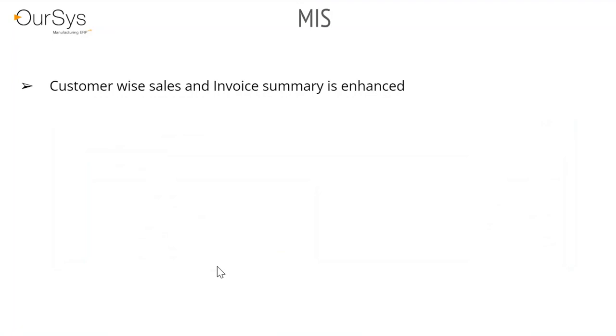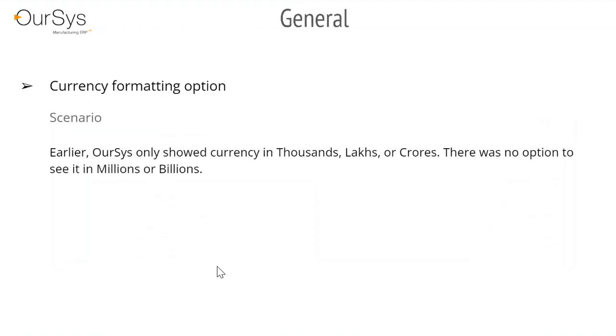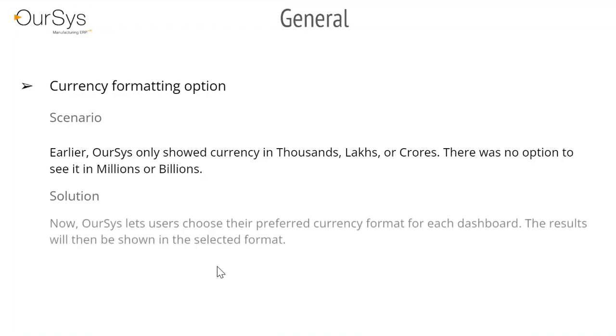Currency formatting option. So earlier, OurSys displayed money amounts in lakhs. This means if you wanted to see figures in million or billion, you couldn't. Basically, it was limited to a certain way of showing money, which might not have been very helpful to everyone. So OurSys now allows users to pick the currency format they prefer for each dashboard. After they choose, all the results on the dashboard will be displayed in the selected currency format.